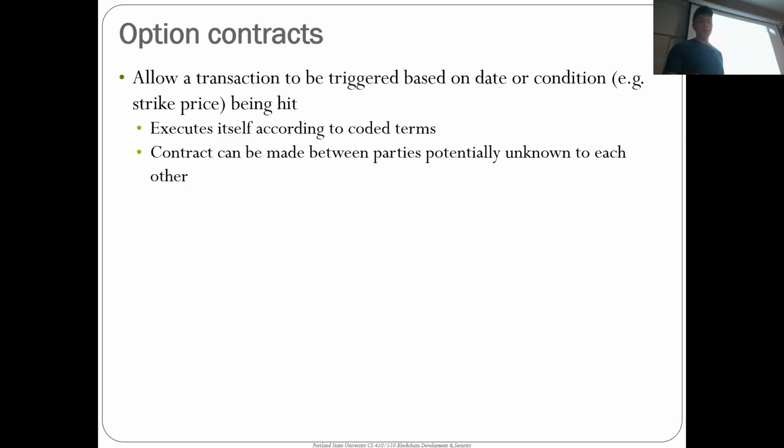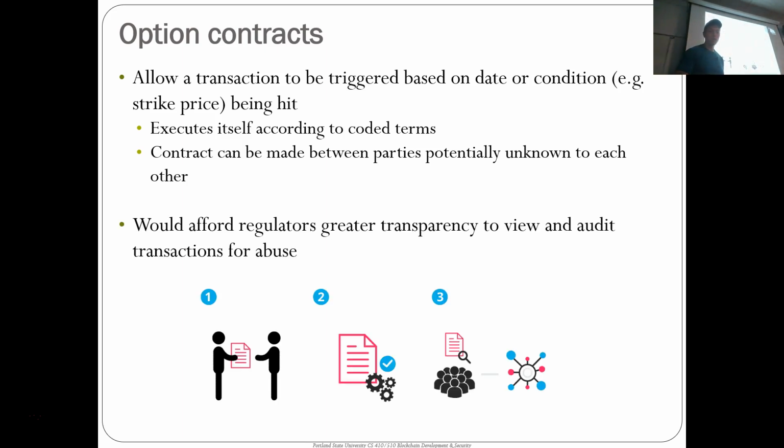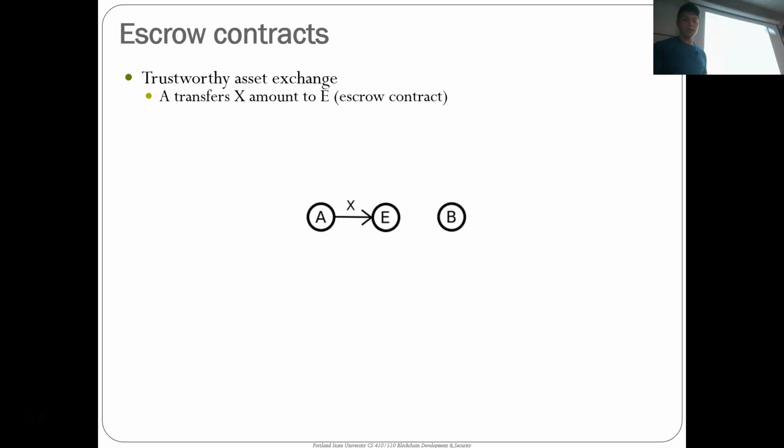And you could potentially have these things being done with parties that are unknown to each other, except for their public wallet address. So you don't even need to meet face to face before you can do these things. One of the things that this would do if it was actually put on a blockchain is that it affords regulators greater transparency to see any shenanigans going on with compensation. And so if these contracts are made and put on the blockchain, then you would be able to inspect these things for any anomalies or abuse. So that's one of the things that people have thought about.